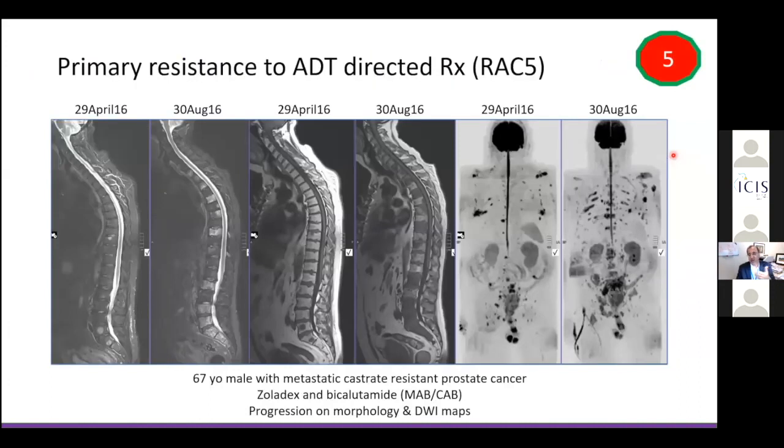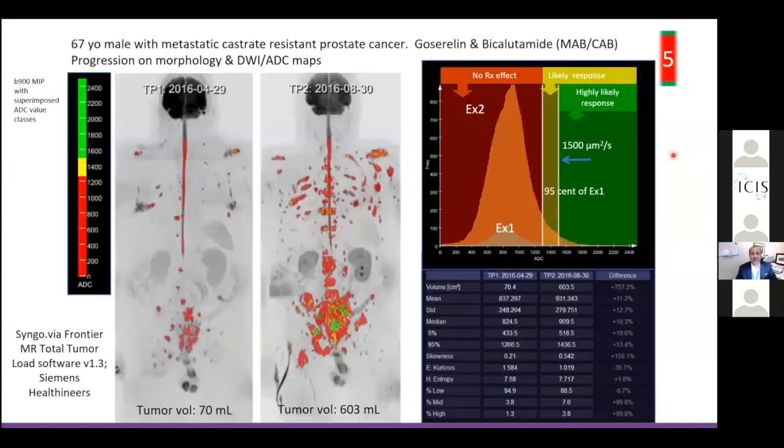So this is a person who is obviously progressing. New disease, enlarging deposits, and you can see the whole body diffusion MIP images on the right-hand side. Clearly, this patient is getting worse. The treatment needs to change. This is response assessment category 5.